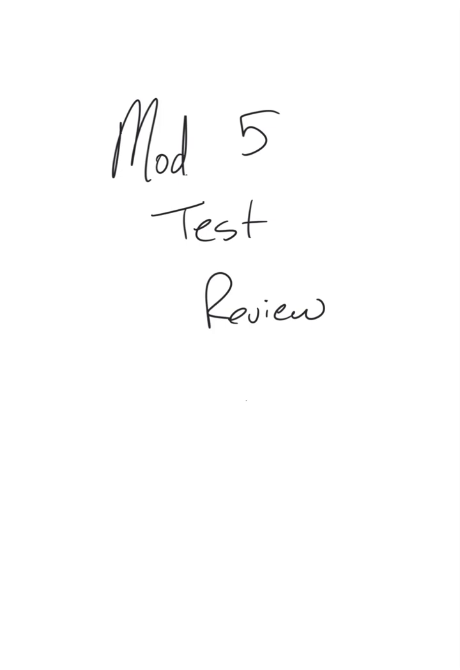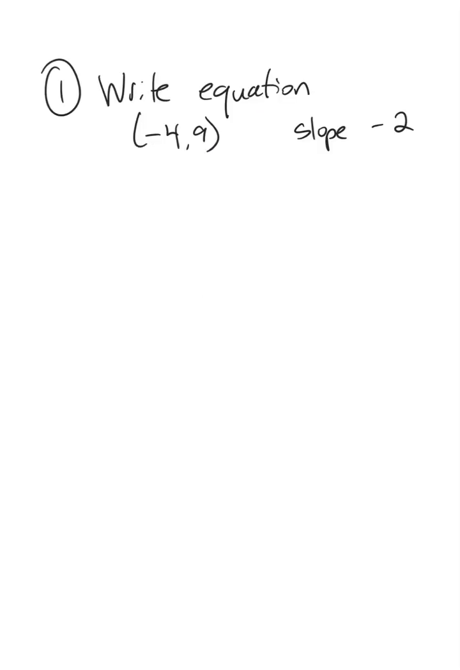All right, this is for Algebra 1, Module 5 test review, the paper version. So the first question asks us to write an equation when given the point (-4, 9) with a slope of -2. So I'm going to use point slope form, which is y minus y1 equals m times x minus x1. And I'm going to plug in, knowing this is my x1, this is my y1.